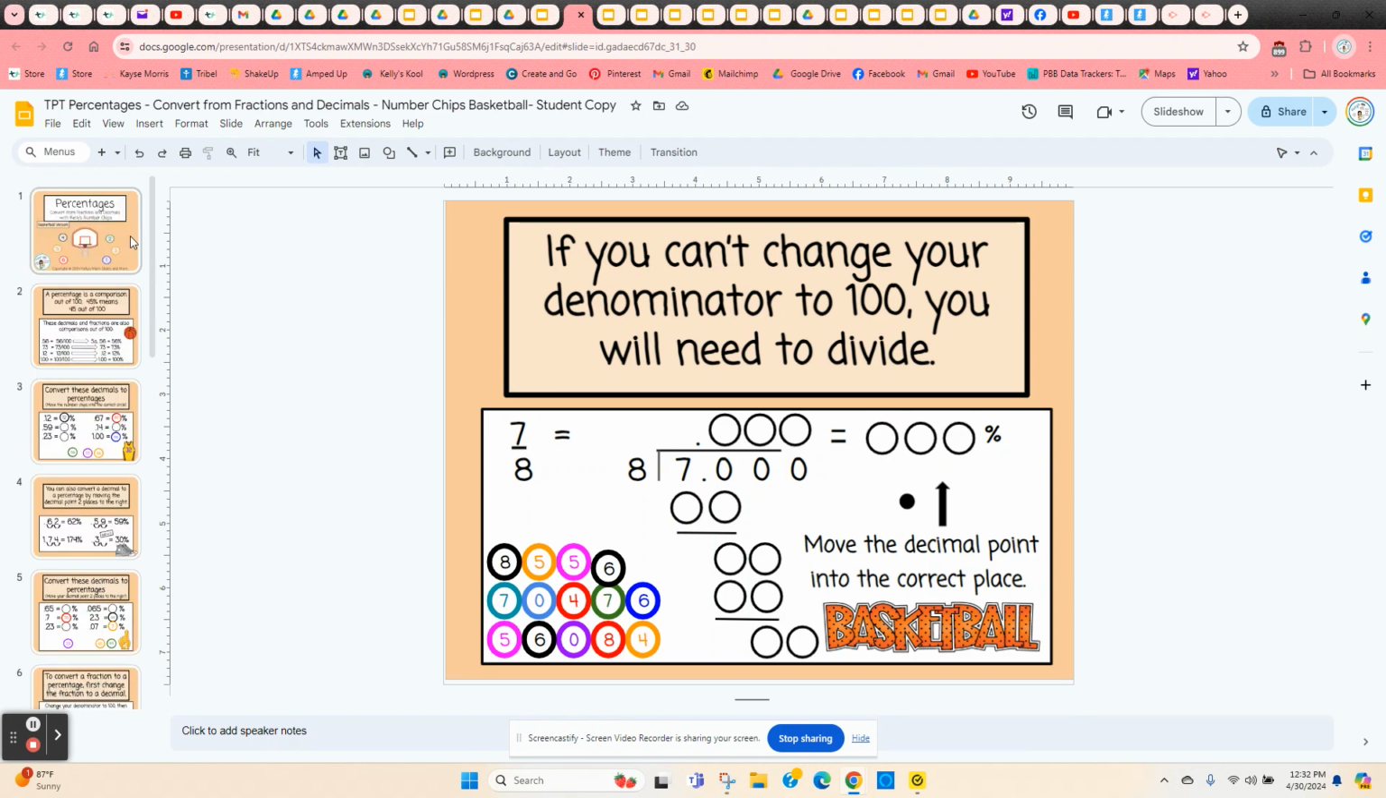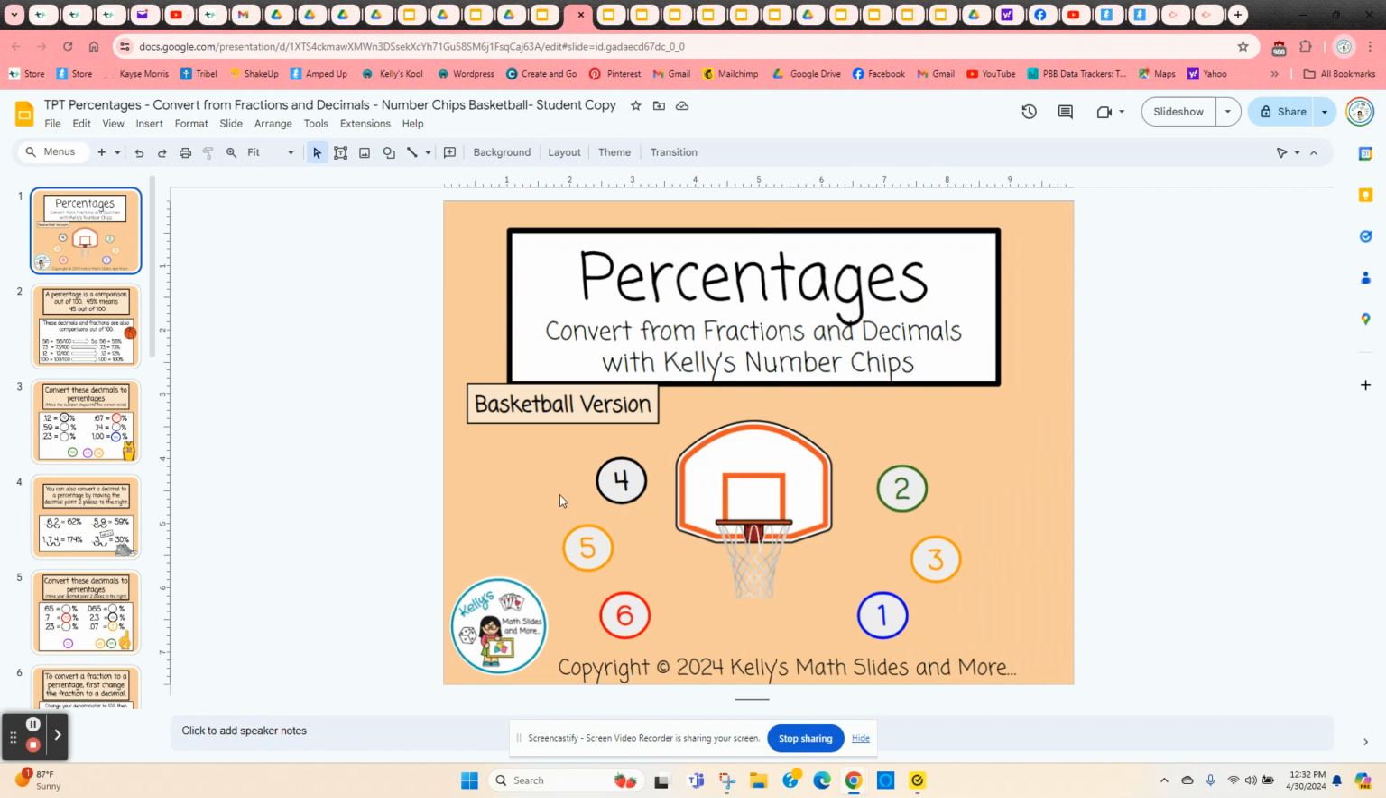So this is a digital lesson on percentages converting from fractions and decimals, and this one's basketball themed.